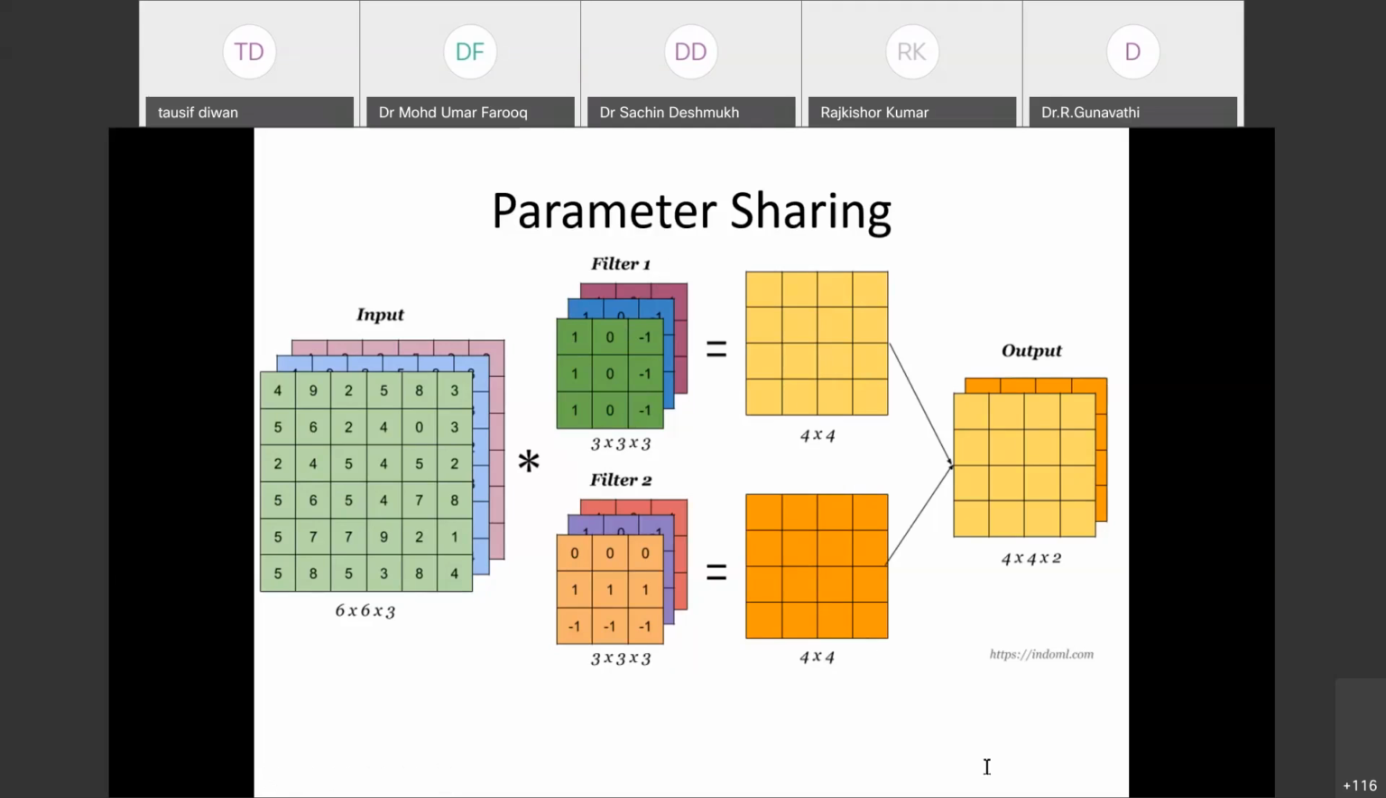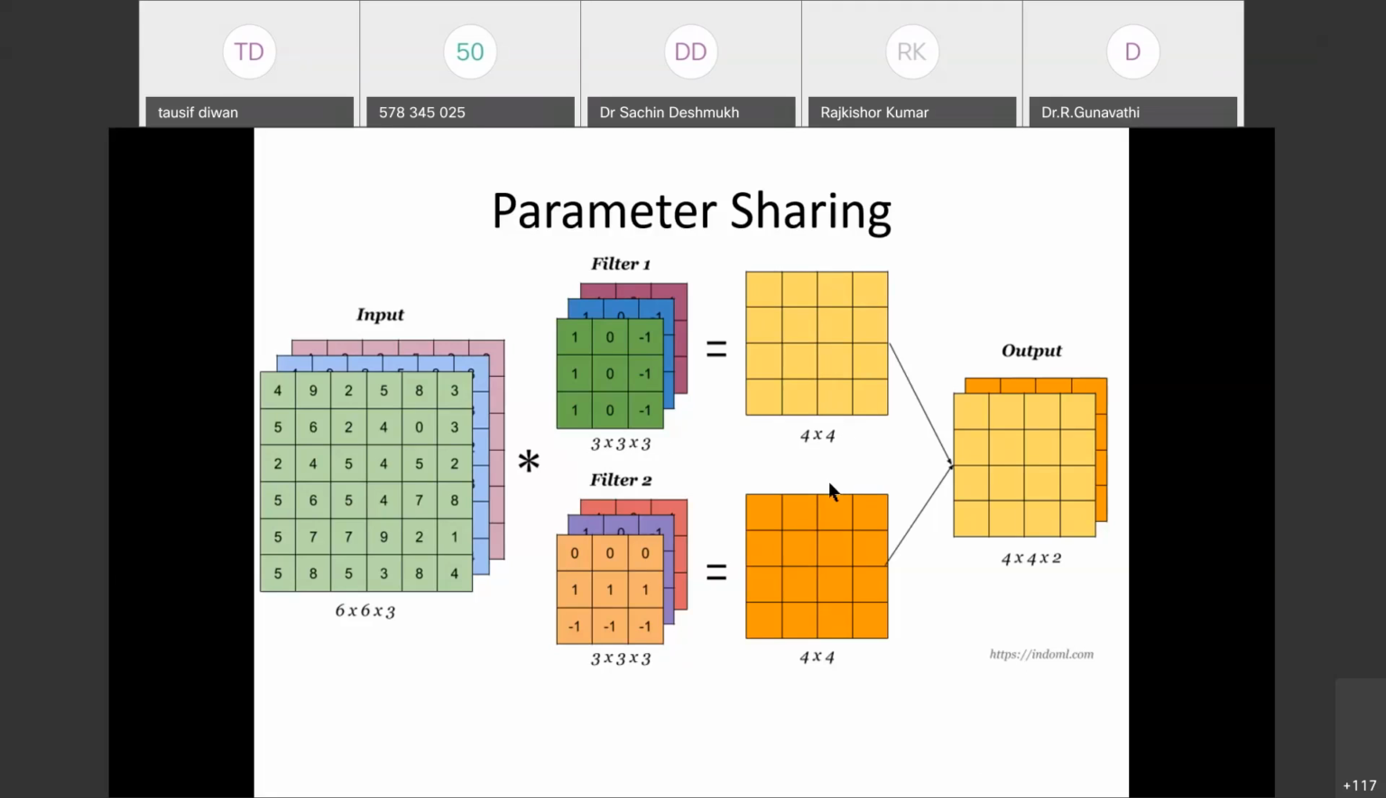27 weights plus 1 bias, so total 28. No, it is not 27 plus 3. First we add all the weights, and after that a single bias is associated with this filter. With one filter, only one bias. Bias is independent of the number of channels of the filter. So a single bias is there.